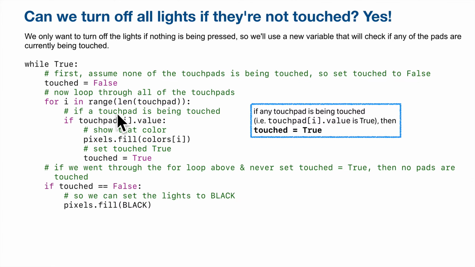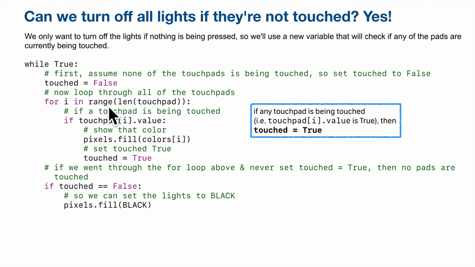However, if nothing is being touched, then what we want to do is turn all of the pixels black, filling them in with black. So how are we going to do this? We're going to create a new variable called touched. It's going to be a Boolean value, which means it can be either true or false. And we'll initially set it to false. We're going to assume that there is no touch.